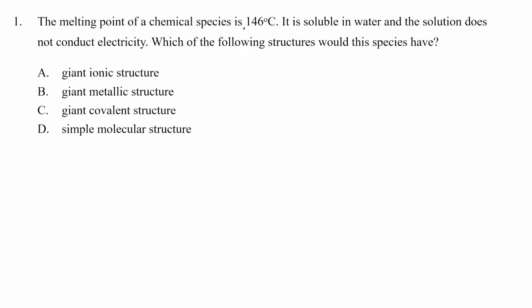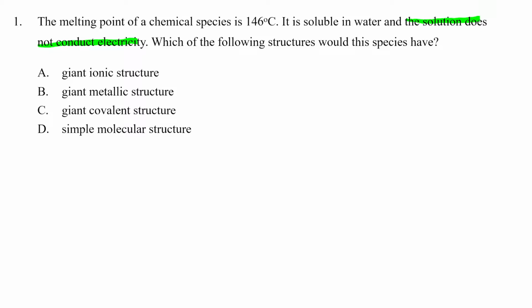2021 question 1. The melting point of a chemical species is 146 degrees Celsius. It is soluble in water and the solution does not conduct electricity. So this is a big hint. It does not conduct electricity. Which of the following structures would this species have?